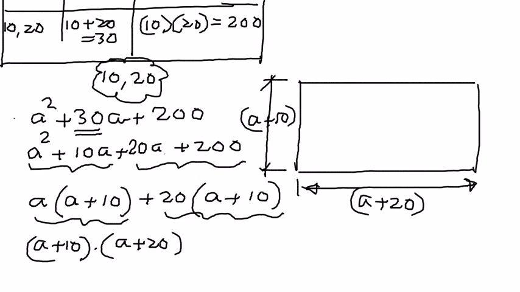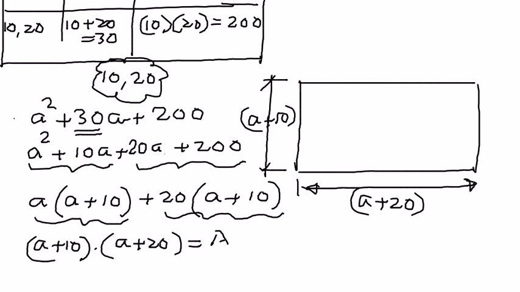That is what this means. A plus 10 times a plus 20 is the area. The area was given to us in terms of a trinomial. When we factored it out, one term was one side, another term was another side. The short side was already given to us as a plus 10. Therefore, when we factored it out, we can conclude that the long side is equal to a plus 20.